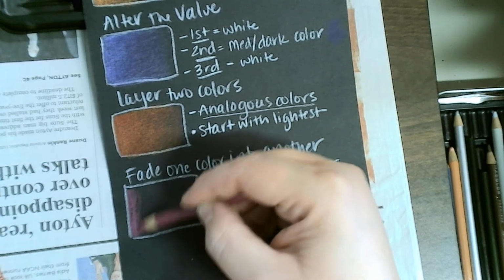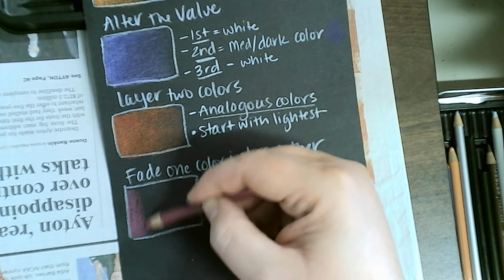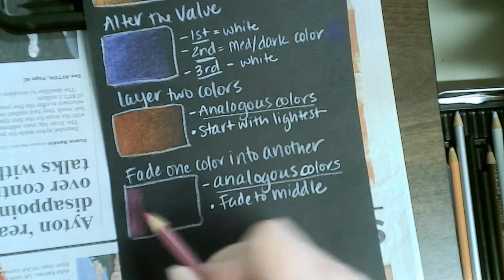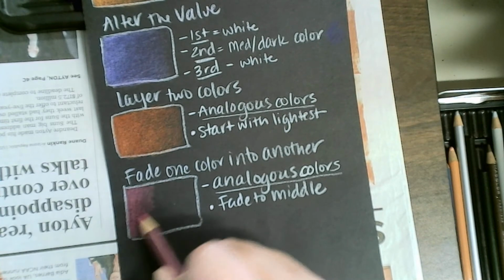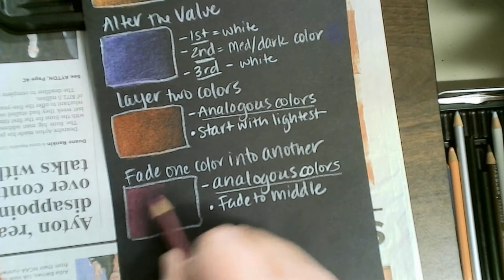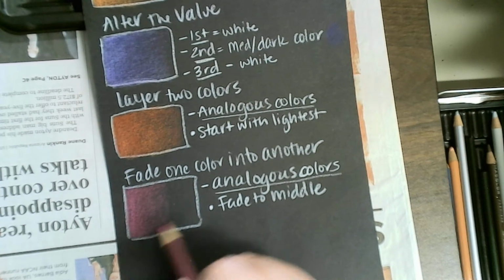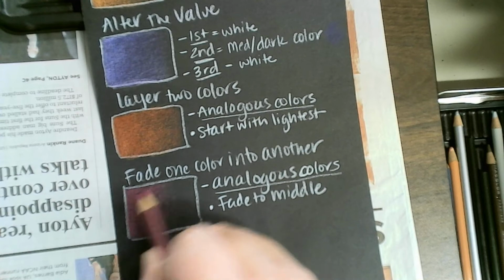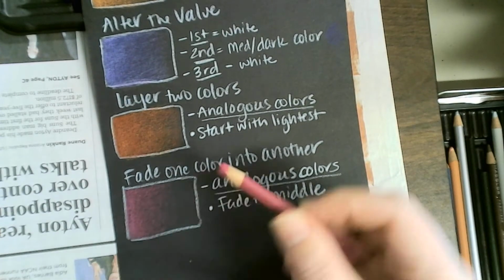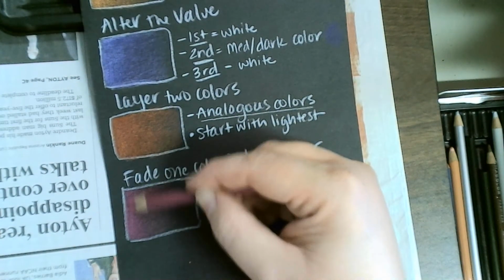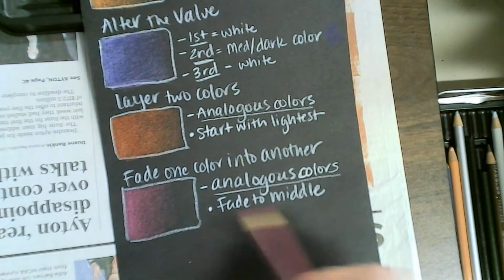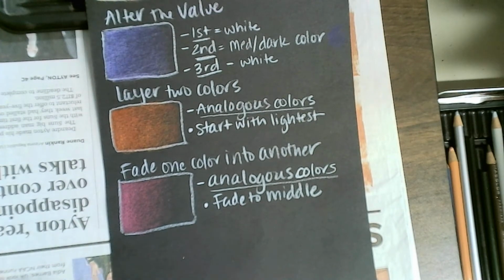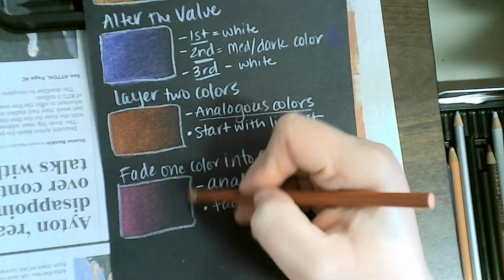So circular motion. But you definitely want to start fading out almost right away. So by halfway into the shape or section, it's faded out into the black paper. And then I'm going to add another layer on the side I started on. Then on the opposite side, you're going to pick your analogous color.